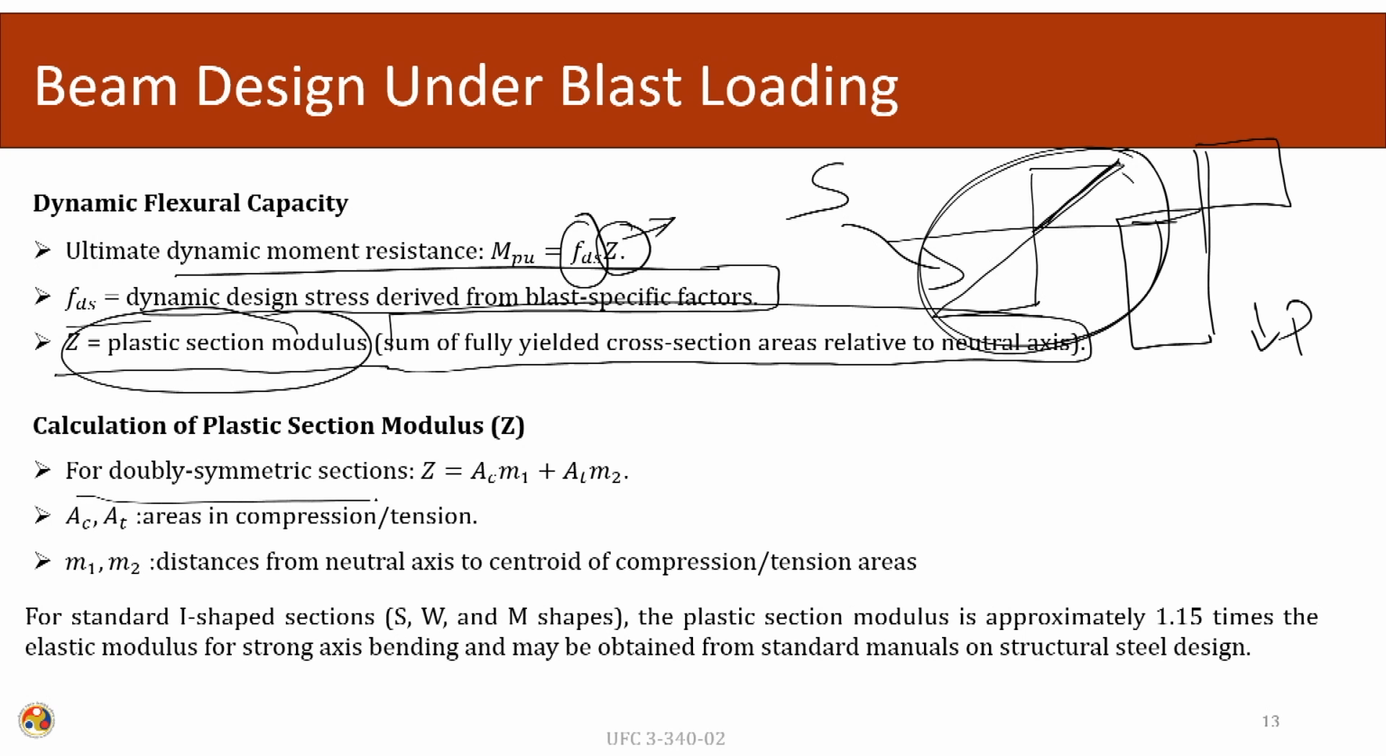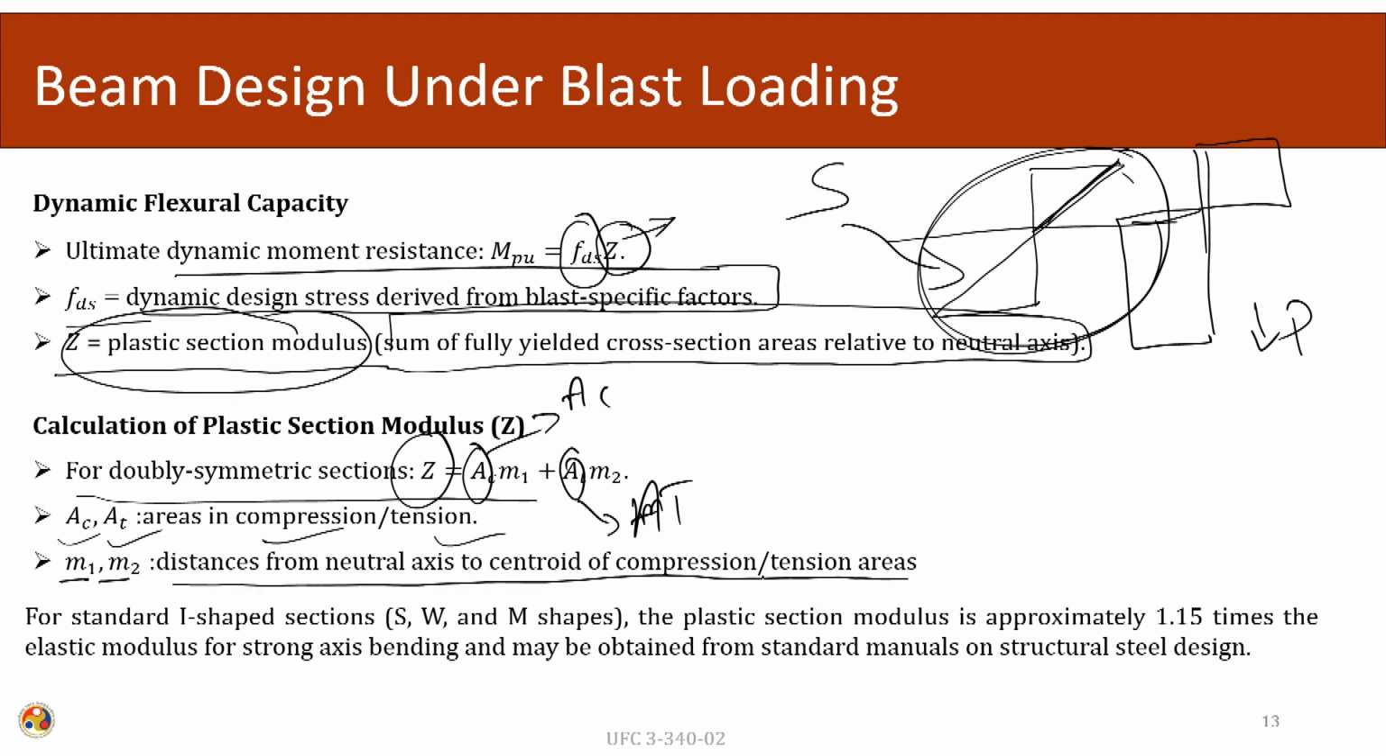For doubly symmetrical sections, the section modulus is given by the relative area in compression and tension, AC in compression and AT in tension. M1, M2 are distances from the neutral axis to the centroid of the compression and the tension area. For a standard I type of section, such as W and M sections, the plastic section modulus is approximately 1.15 times the elastic modulus for strong axis bending, and may be obtained from the standard manuals for structural steel design.